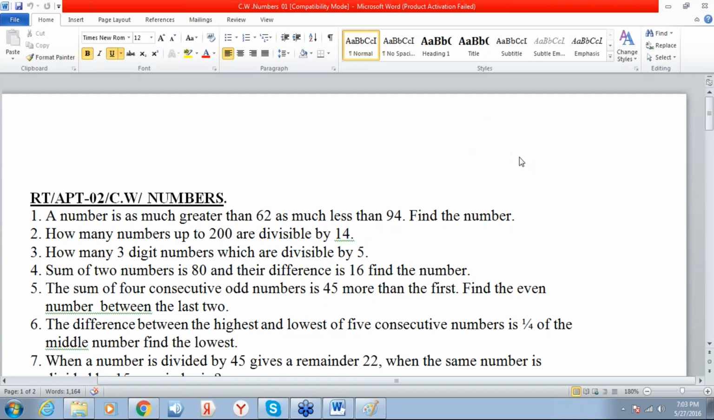Today we'll start the topic on numbers. Here is the question.